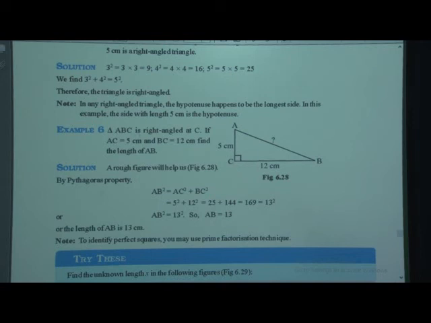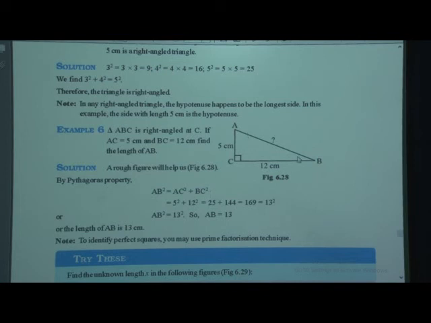If AC is equal to 5 cm and BC is equal to 12 cm, find the length of AB. Already from the question you can find out, because it is given as a right angle at C, so you have to do the rough figure and you can say it is 90 degrees, which means it is a right angle triangle. So the rough figure will help us to find out the properties of a right angle triangle, or which is the hypotenuse.